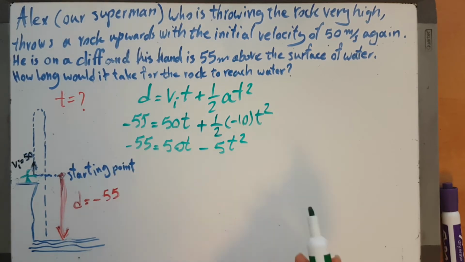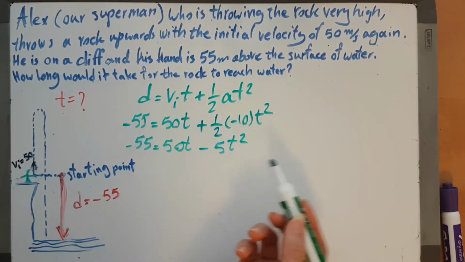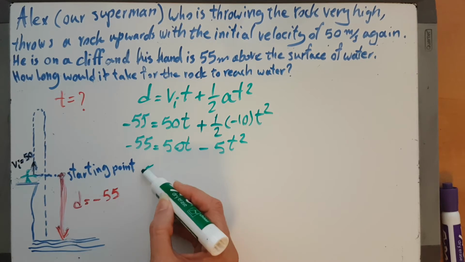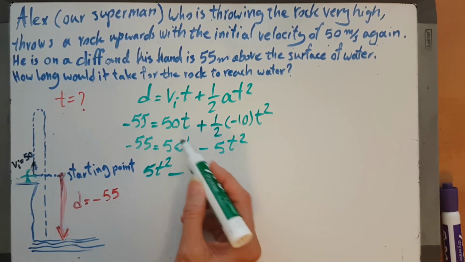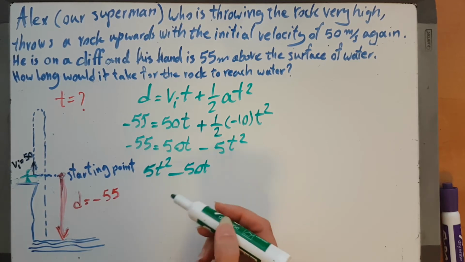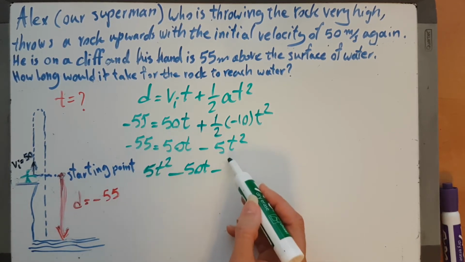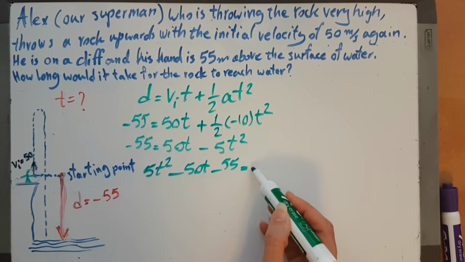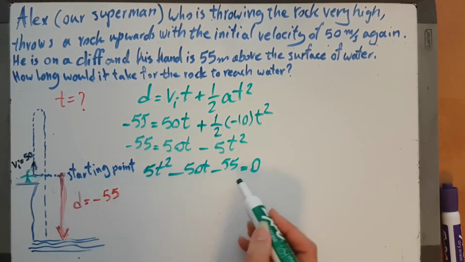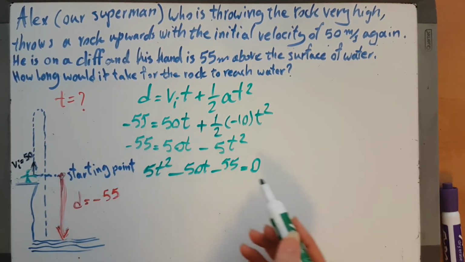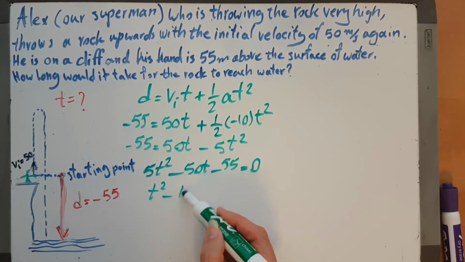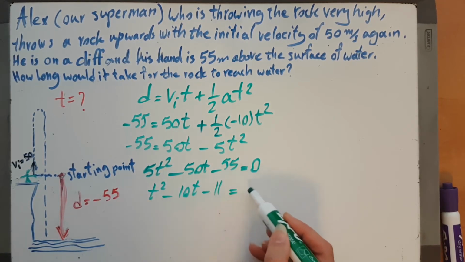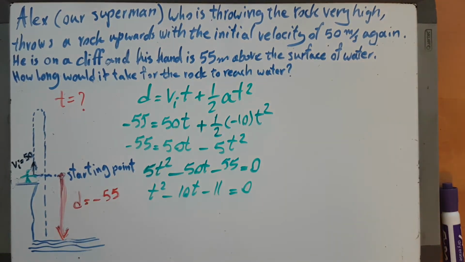This is a quadratic equation which needs to be organized. I take this to the other side: 5t squared minus 50t, and this one stays where it is, equals 0. I divide both sides of the equation by 5 because I want to make it smaller numbers, and now I can easily solve this.